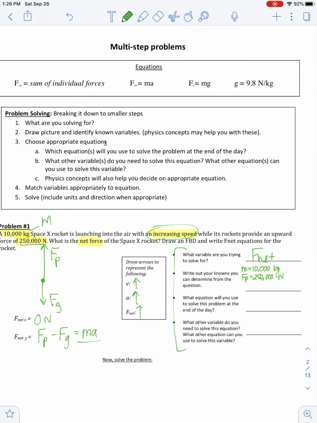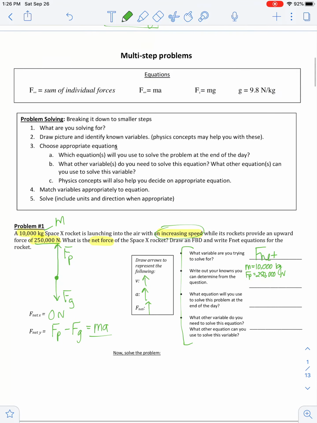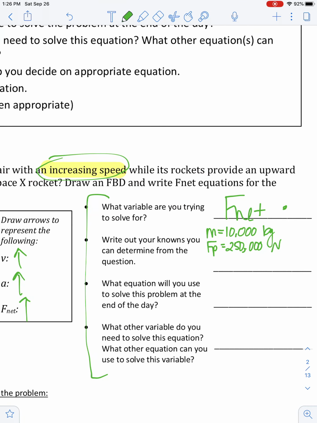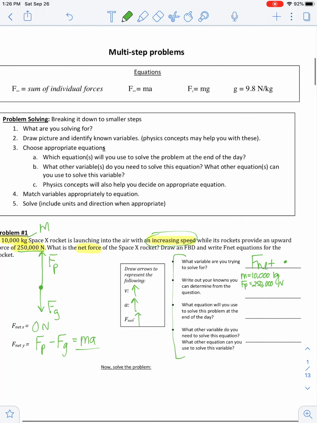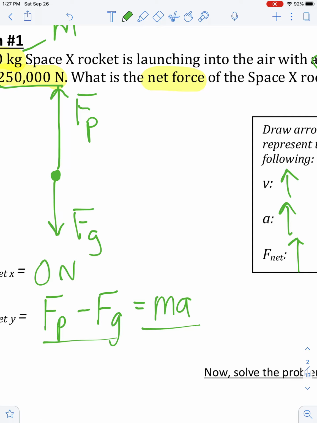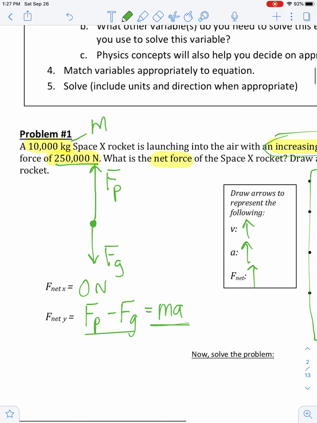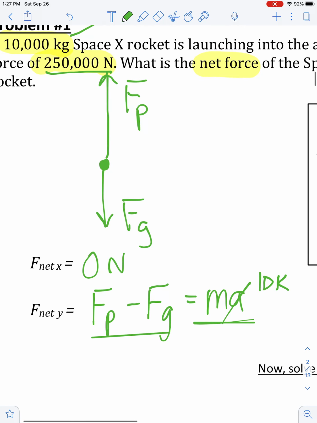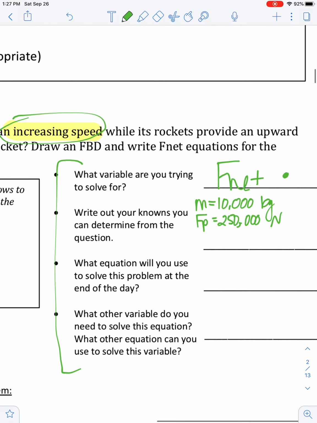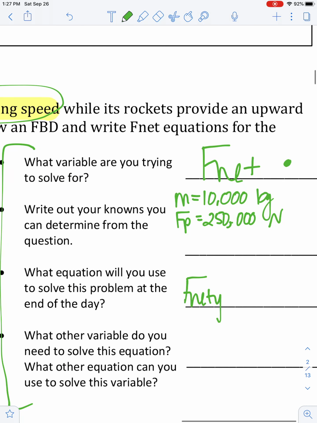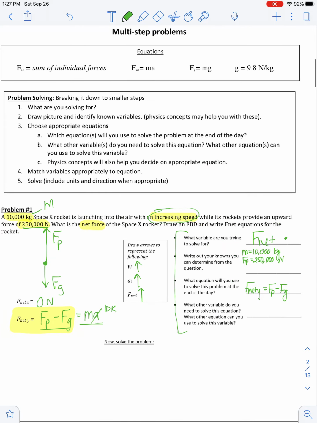What equation will I solve for this problem at the end of the day? So I'm going to need to do a couple calculations. This is saying, all right, in order to find net force, what eventually am I going to solve for? Well, I can do that 2 ways. I can solve for net force by subtracting these two, or by doing mass times acceleration. Looking at what I'm given, I don't know acceleration, IDK. So I'm not going to use mass times acceleration. Instead, I'm going to use this portion of my F net equation. So I'm going to use the equation F net y is equal to FP minus FG. I'm not going to use the MA side because I don't know A.